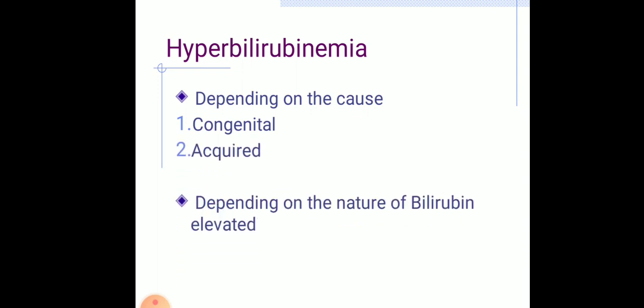Depending on the cause, hyperbilirubinemia is divided into congenital and acquired. Okay. Depending on the nature of the bilirubin elevated, it is conjugated and unconjugated. So there are two types of classification. Depending on the cause, it is congenital and acquired, and depending on the nature of the bilirubin elevated, it is conjugated and unconjugated hyperbilirubinemias.